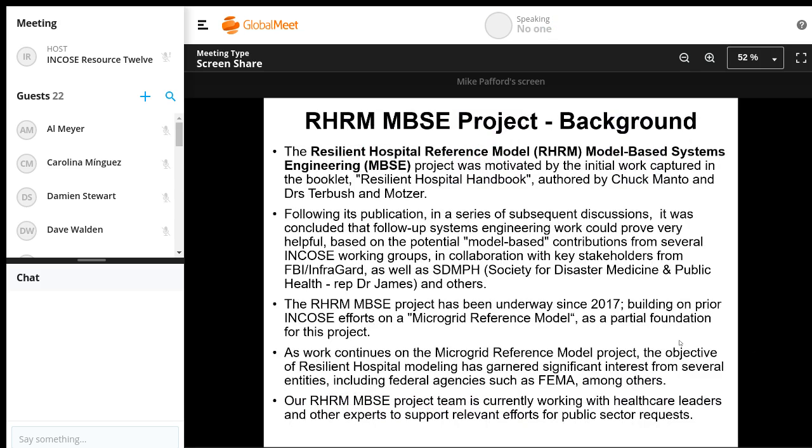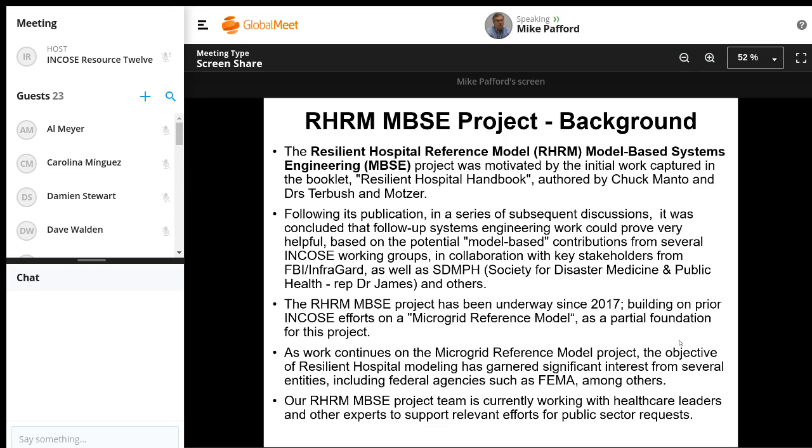This slide, here's the background about our project. Now, this is the information that Tammy emailed to everyone before. The Resilient Hospital Reference Model-Based Systems Engineering project was motivated by some work captured in a booklet you all may know about, called Resilient Hospital Handbook, authored by Dr. Chuck Manto and medical doctors Terbush and Motzer.